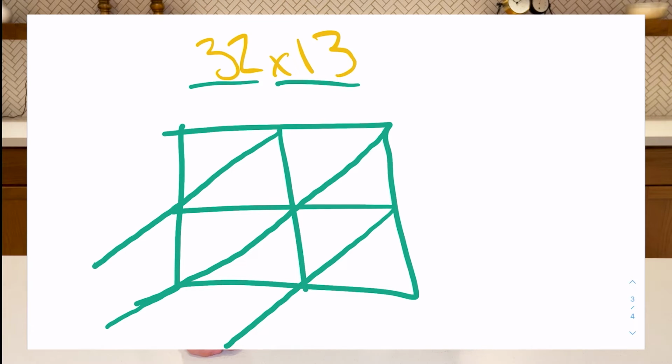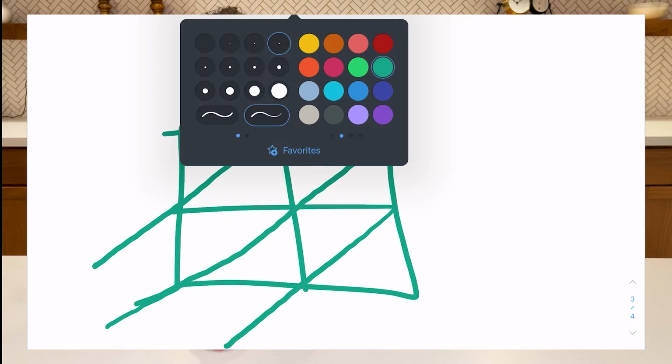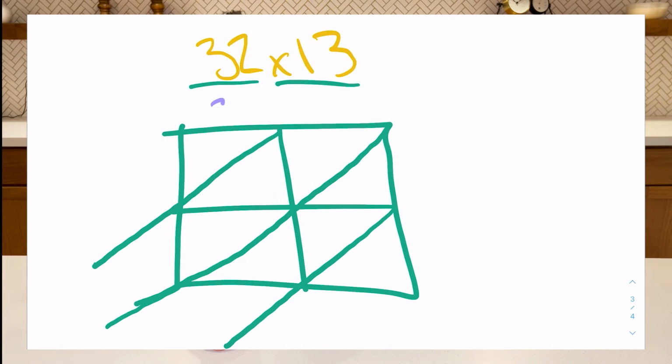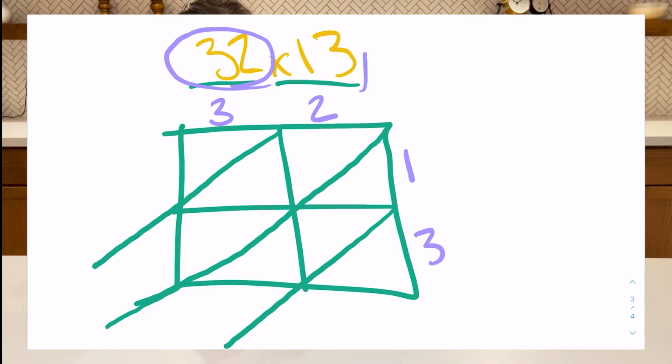Nice and easy. So now we're just going to write a 3. Let's get a different color here. We're going to do purple. We're going to write a 3, and we're going to write a 2 to represent our 32. Then we're going to do a 1 and a 3 to represent 13. Now we're going to go ahead and fill in the blanks.